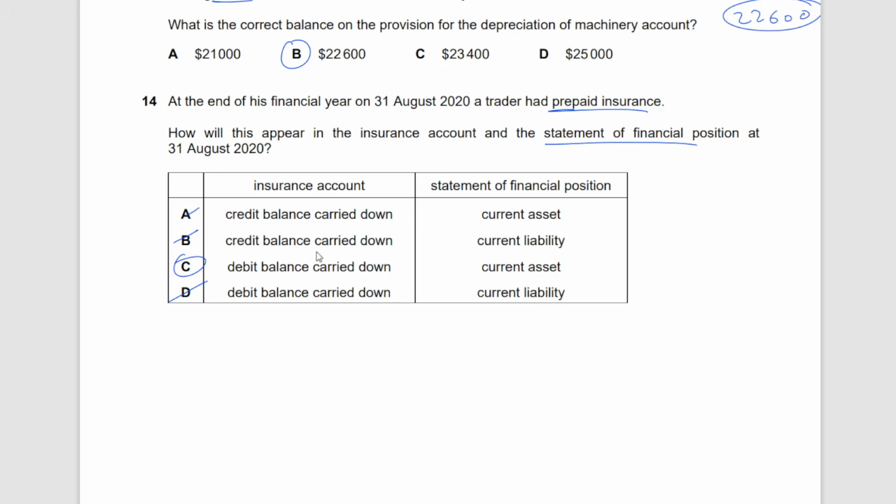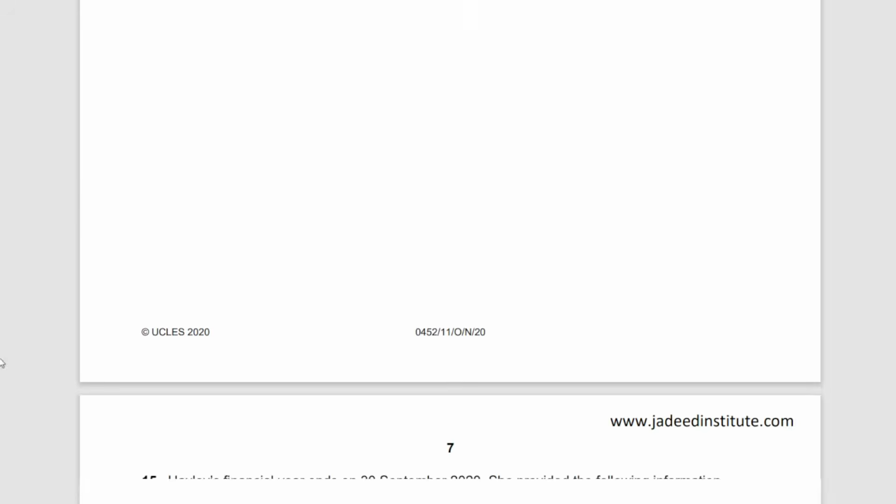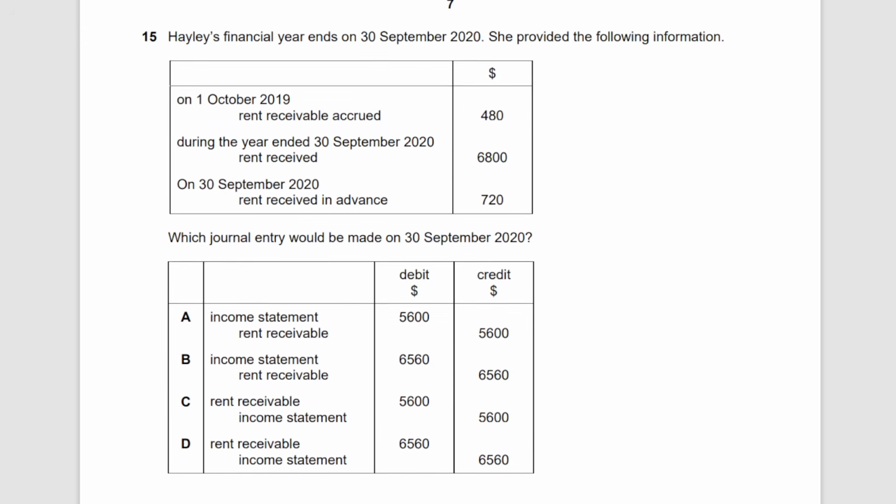Option D. Even if you don't read that, let's say that's not given, you should never go for this option and this option. This combination does not make sense, or this option does not make sense. Assets cannot have a credit balance. Liabilities cannot have a debit balance, right? So these two options make no sense at all, even if the question was not provided. Let's move on. Question 15.